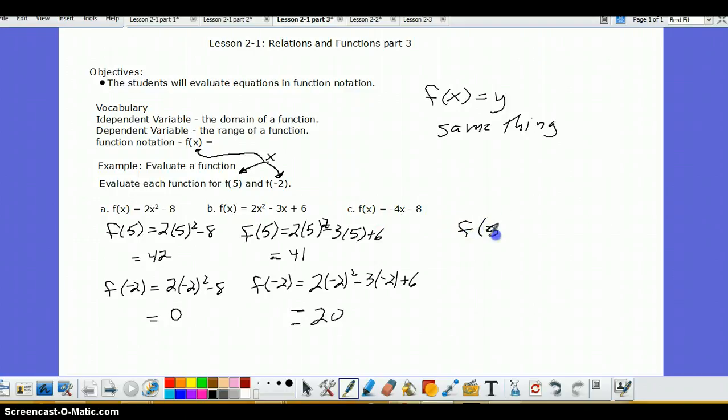And then, if you need to do C, you can do C. F of 5 is negative 4 times 5 minus 8. So that's negative 20 minus 8, which is negative 28 is what the calculator will give you. Negative 2, so negative 4 times negative 2 minus 8. Negative 4 times negative 2 is positive 8. 8 minus 8 is 0.